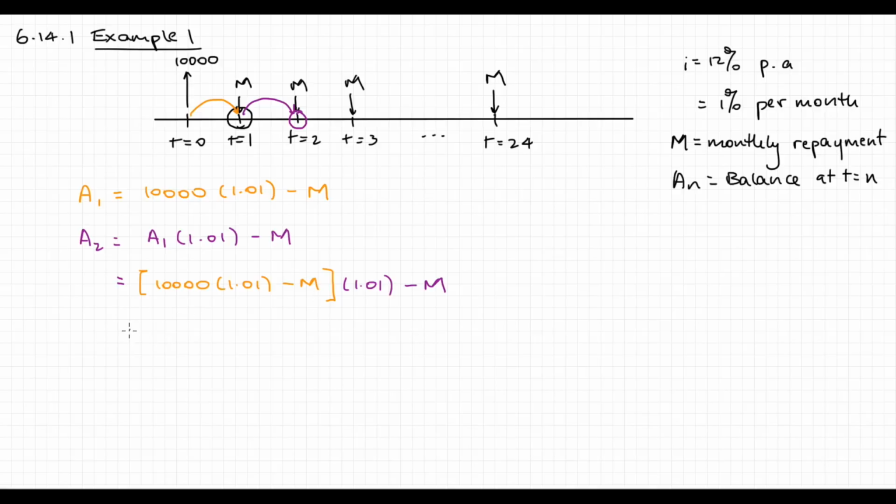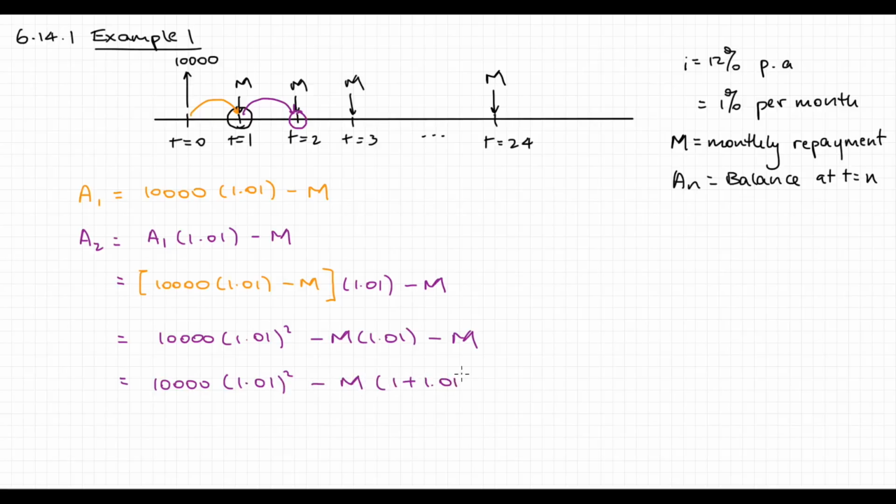And if I expand the whole thing, that's going to give us 10,000 times 1.01 squared minus M times 1.01 minus M. And here I'm just going to factorize the M out of the two terms at the back. So what we get here is 10,000 times 1.01 squared minus M times (1 plus 1.01), right?